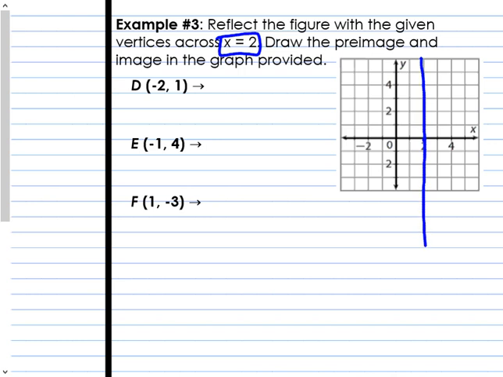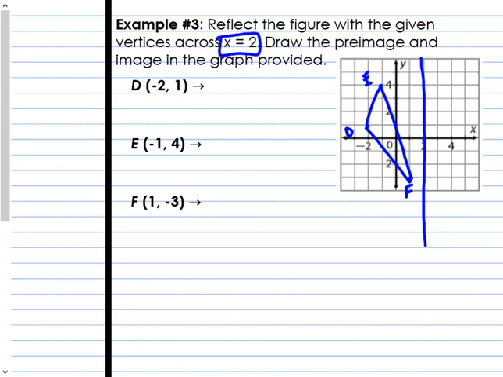So my original point, D, is at -2, 1. E is at -1, 4. And F is at 1, -3. And I'm going to connect my points. I'm going to label them so I don't get confused. D, E, and F. Okay? So there's my starting figure, if you will. Now I have to flip it over the line of reflection.